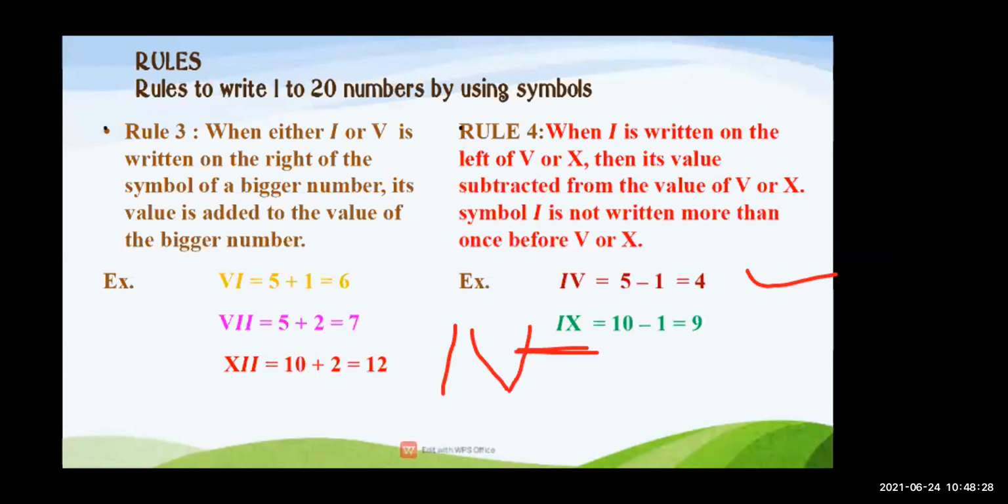And I means 1. Where is it written, on which side? It is written on the left side. So what do you have to do? You don't have to add. You have to subtract it. That means 10 minus 1. 10 minus 1 will become 9. So what do you have to understand?